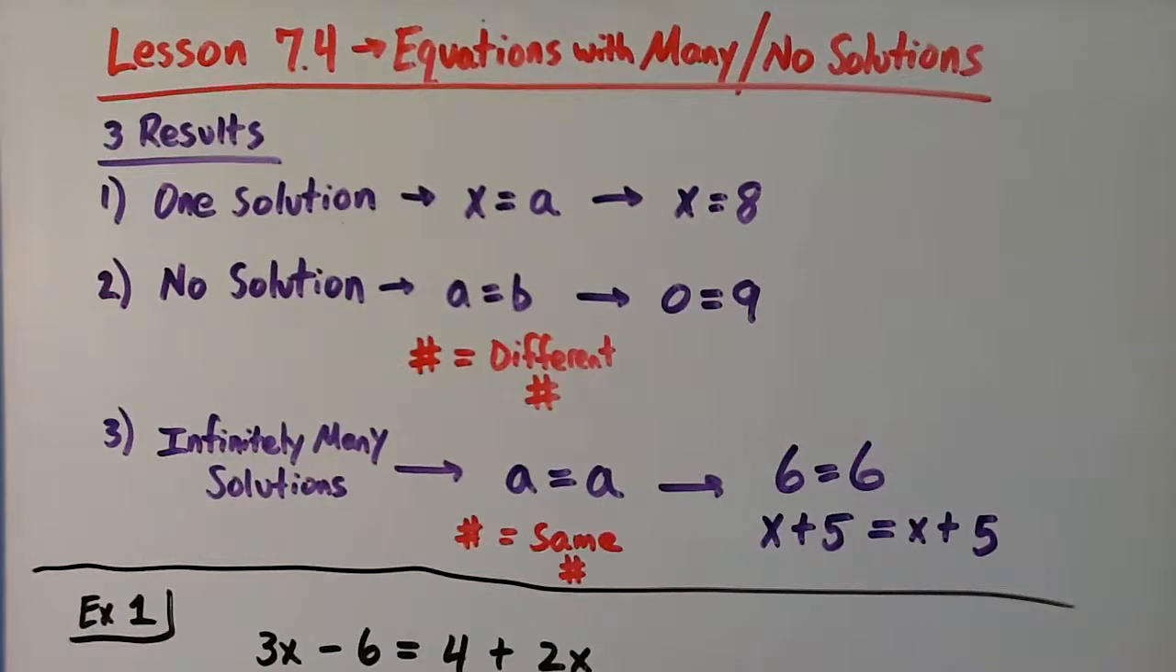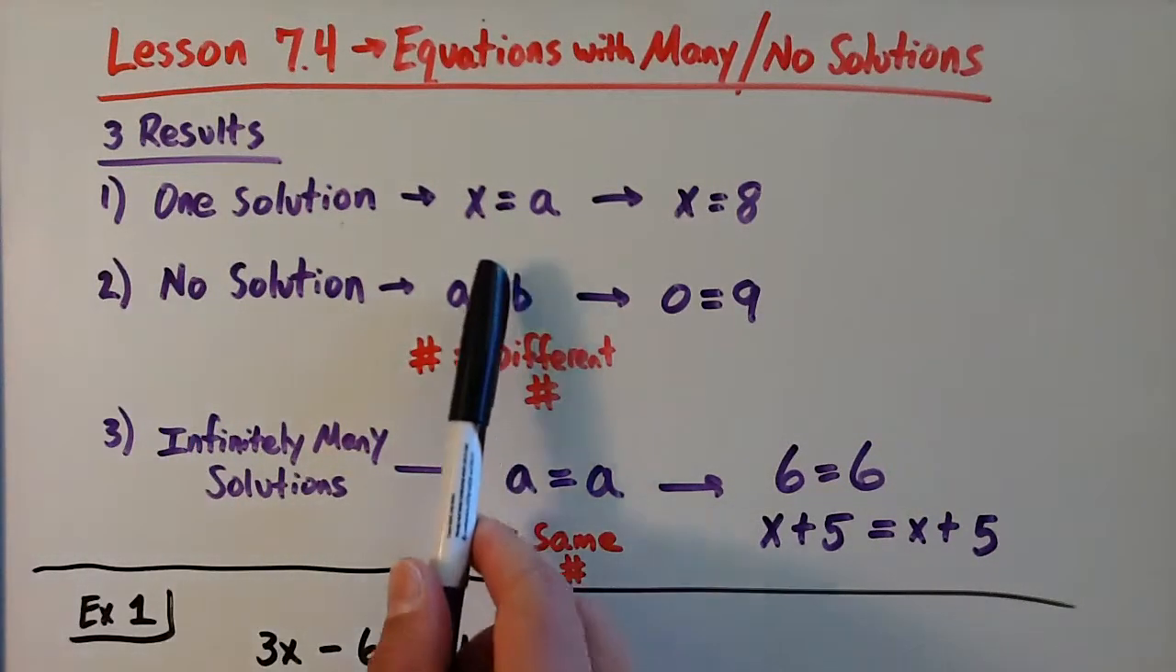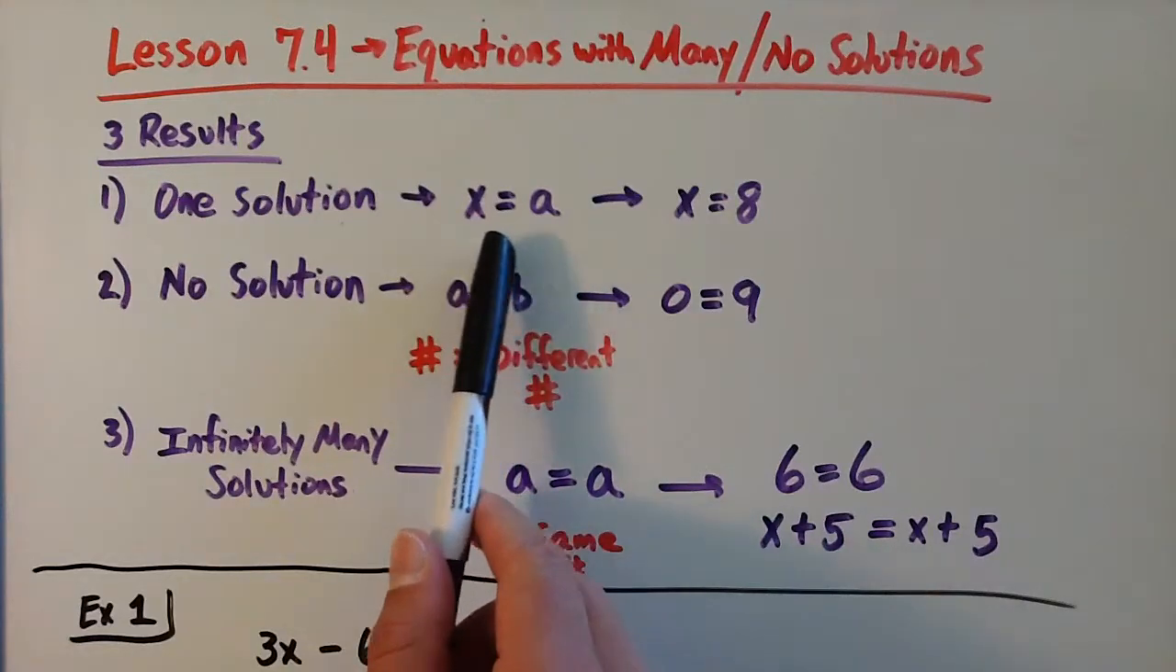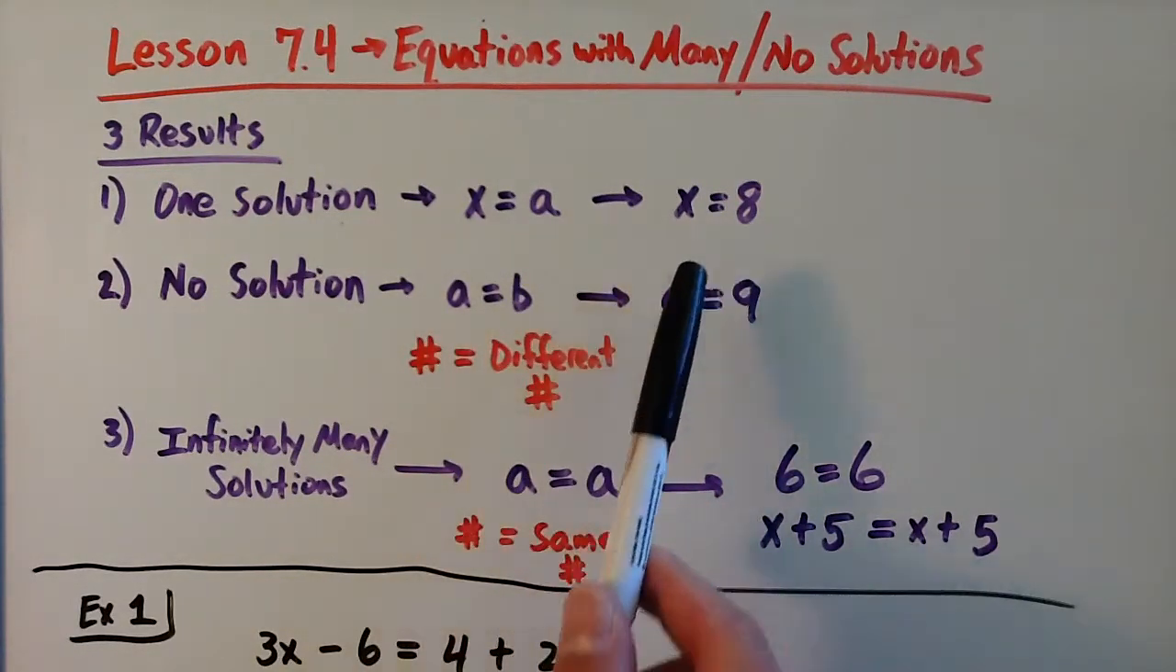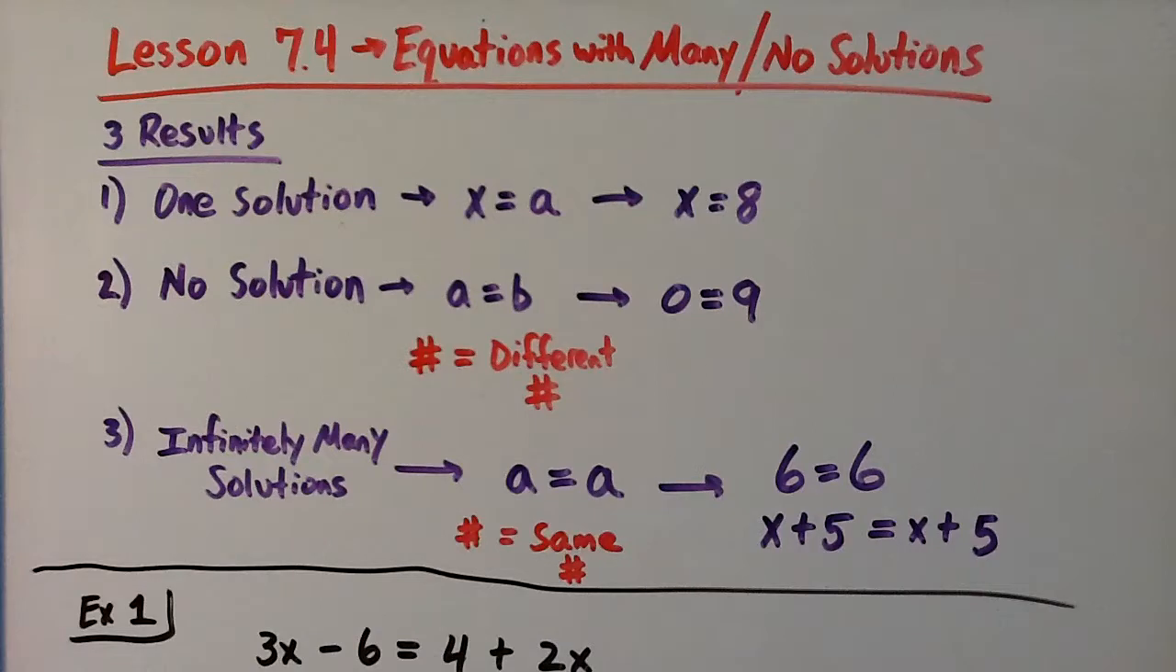Lesson 7.4, Equations with Many or No Solutions. When solving an equation, there are three possible results. Number one, there could be one solution to the equation. And so if x equals a, or x equals some number, like here, x equals 8, that would tell us there is one solution, and that one solution is 8.